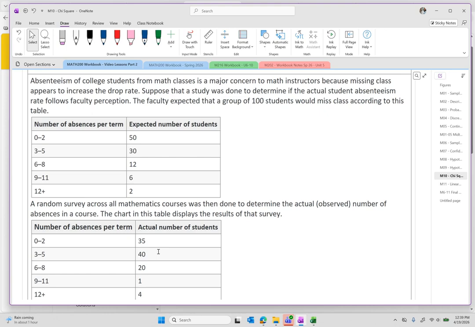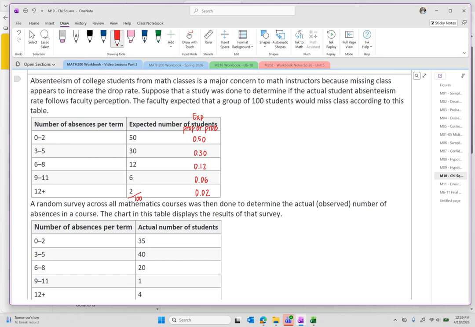So you can also have expected probabilities. So these are the counts. That's a total of 100. But the probability, the proportion, or probability of each one expected would be 50%, 30%, 12%, 6%, and 2%.